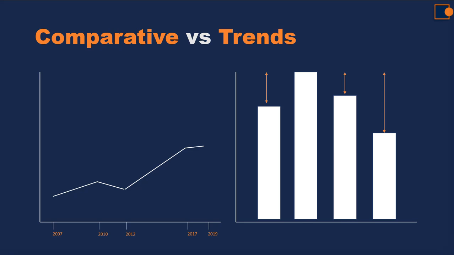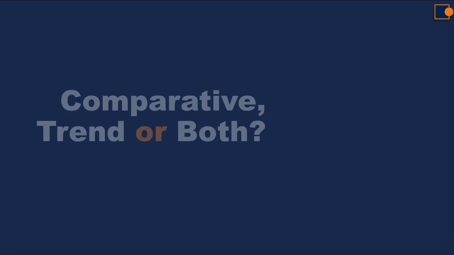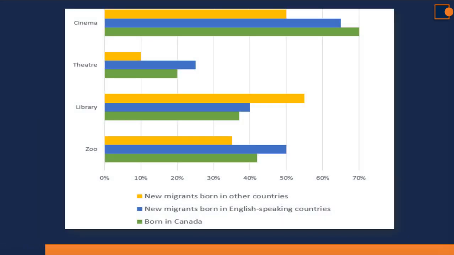The main difference is that one shows the change over a period of time, and the other only shows the differences. Usually you can expect a combination of both in the real exam. Why? Because it is more rigorous and complex, and it examines how candidates can write in both ways. So I'm going to test your knowledge of whether you can differentiate between comparative only, trend only, or both. So have a look.